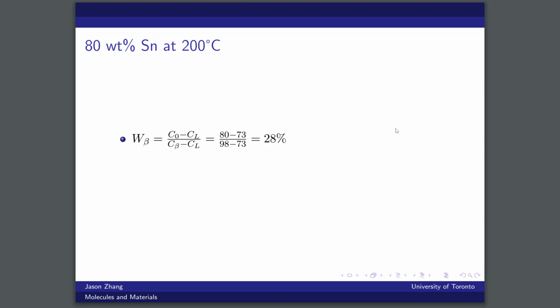I again use the lever rule to find that we have 28% beta and 72% of the liquid phase. Again, this 1 minus just comes from the fact that the total percentage must add up to 100%, given that we only have 2 phases. But hopefully that was a relatively simple question to go over.